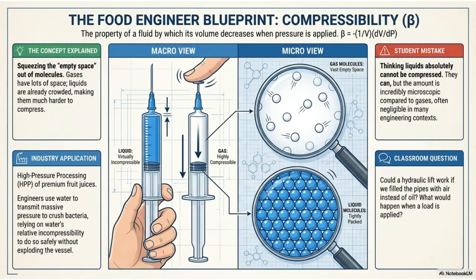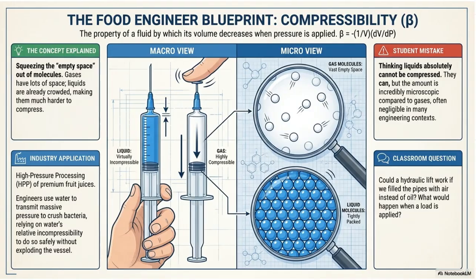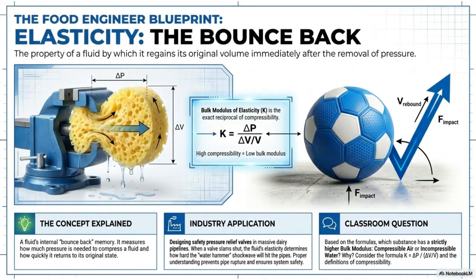Compressibility describes how volume changes under pressure. Gases are highly compressible because of the empty space between molecules, whereas liquids are virtually incompressible. This is why we use liquids in hydraulic systems. Finally, elasticity is the fluid's ability to return to its original volume after pressure is removed. Understanding this is vital for designing safety relief valves, helping to mitigate dangerous shock waves in pressurized pipelines.